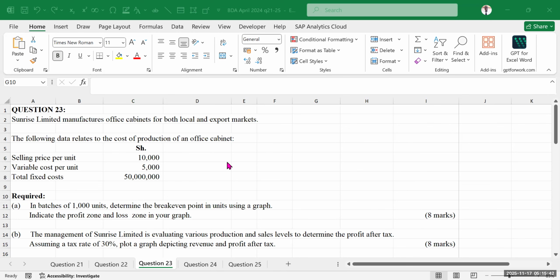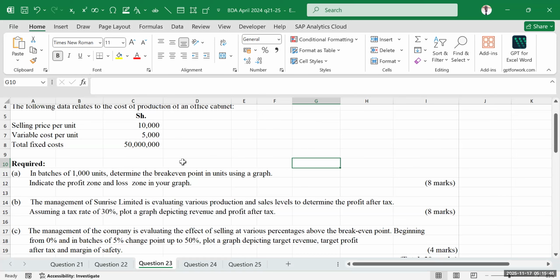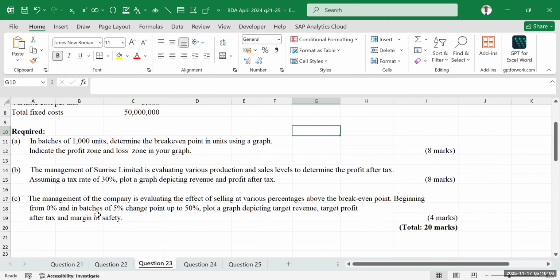All right. So the required part is there, and part A is asking you, in batches of 1,000 units, to determine the break-even point in units using a graph. And then you are told to indicate the profit zone and the loss zone in that graph. So that is 8 marks. Then part B says the management of this company is evaluating various production and sales levels so that they are able to determine the profit after tax. You are told to assume a tax rate of 30% and also plot a graph which shows revenue and profit after tax.